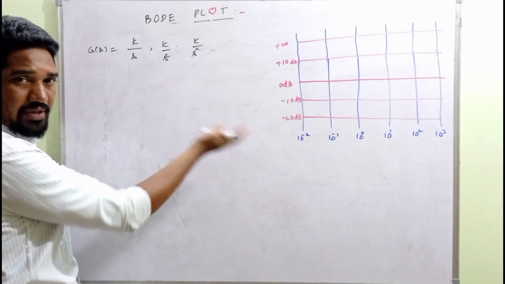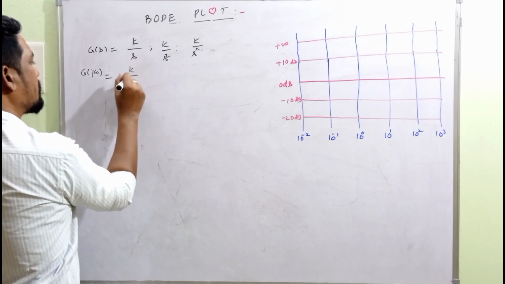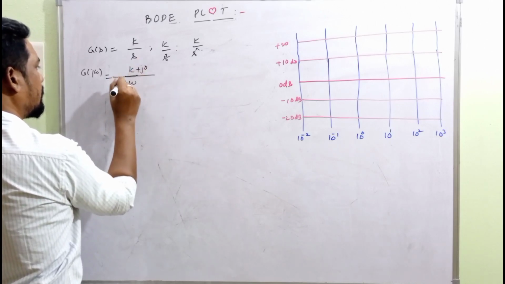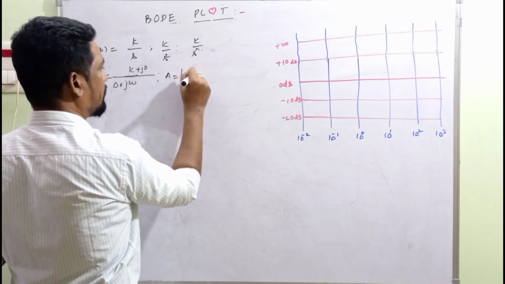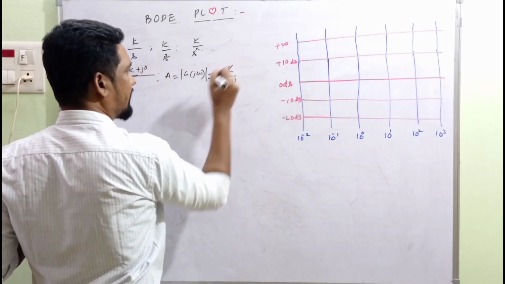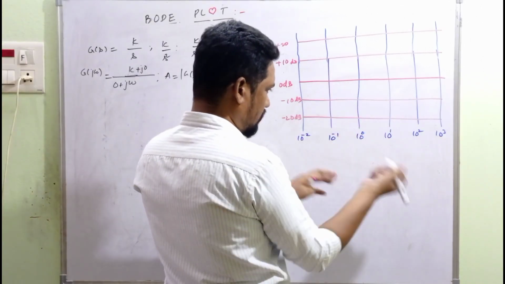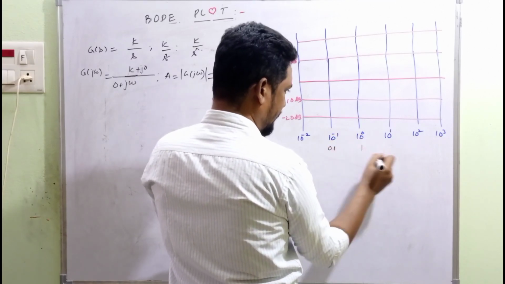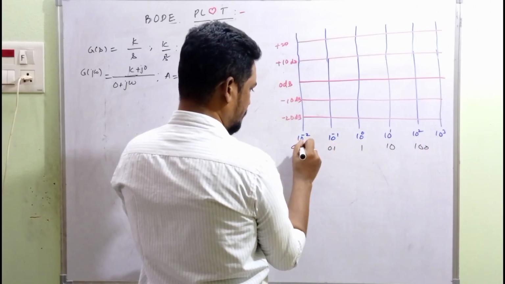And once again, the same procedure as we have done previously, G of j omega will be K by j omega, that is 0 plus j omega. So the magnitude factor A will be the magnitude of G of j omega, that will be straight away K by omega, once again K by omega, right? And this is the similar graph sheet. Let's go for different values. 10 raised to minus 1 in the sense it's 0.1, and 10 raised to 0 it's 1, 10 raised to 1 it's 10, it's 100, and so on. 10 raised to minus 2 is 0.01, isn't it?